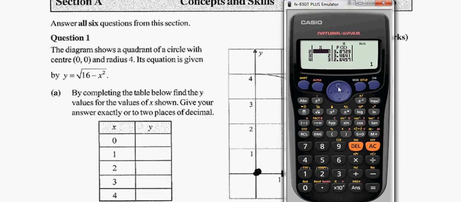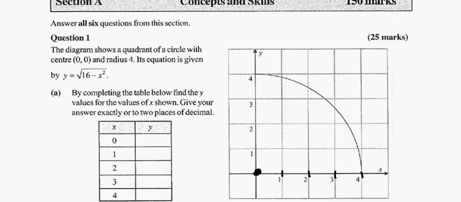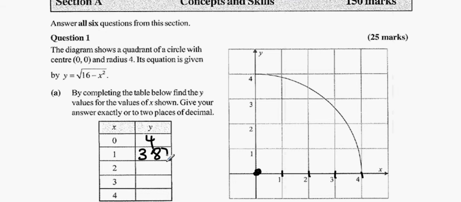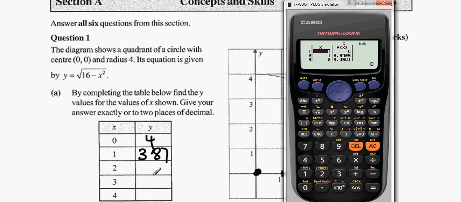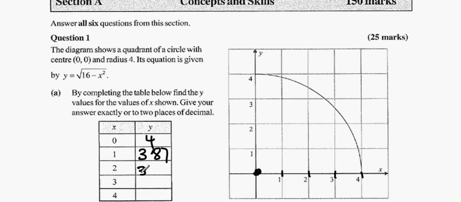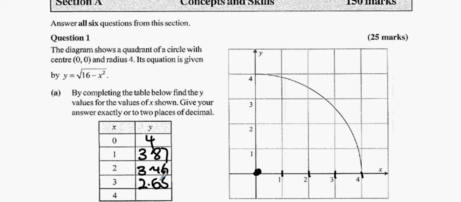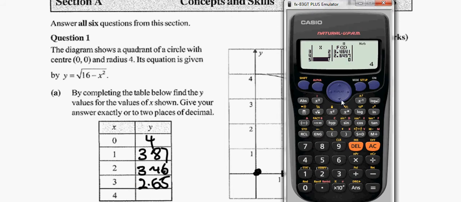Now in tests, be sure also to show your workings, okay? So what we would get here is 0, 4, which is the first one, 3.87 for the second one, the third one being 3.46, the fourth one being 2.65 when it gets rounded, and finally the last one being 0.